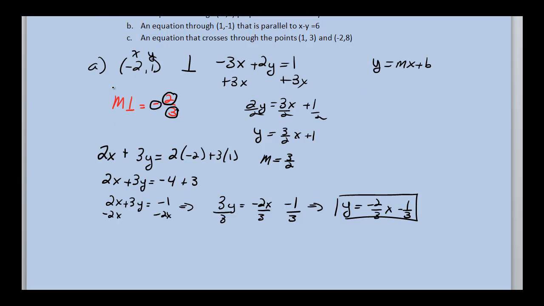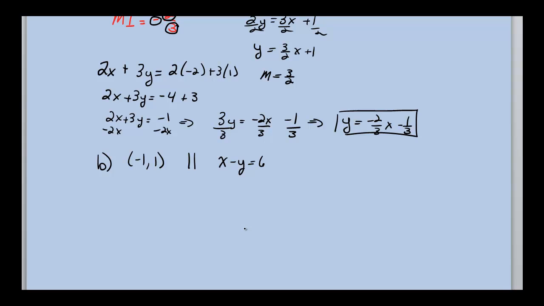So part B says we want to write an equation of a line that passes through negative 1 comma 1, and it is parallel to x minus y is equal to 6. So if it's parallel, we know two lines that are parallel have the same slopes. So now I'm going to figure out what the slope is. I'm going to add y on both sides. So I get x equals 6 plus y. I subtract 6 on both sides. So I get x minus 6 is equal to y, which is the same thing as me writing y equals x minus 6.